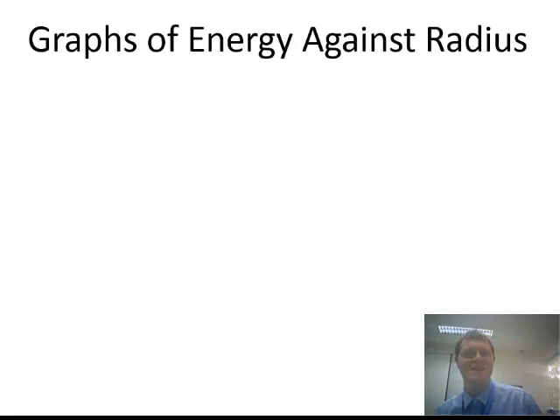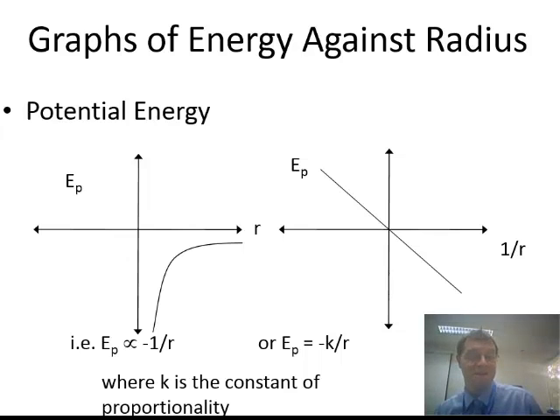So if we graph these against radius, we see that potential energy looks a little bit like this. We see that the minus 1 over r shows that the potential energy becomes closer and closer to zero the further out it goes, and with the negative symbol it means that if we plot the potential energy against 1 over r, we get a negative gradient. So there are some things to think about, and you've just got to recognize that you might be required to graph these.